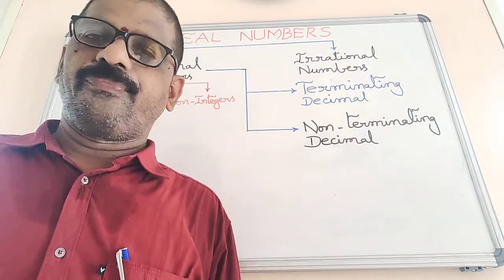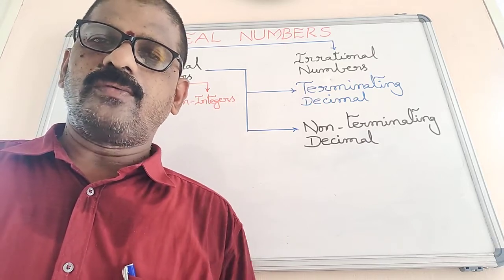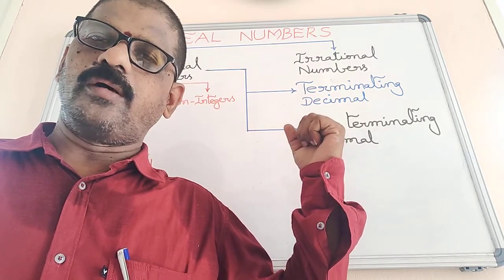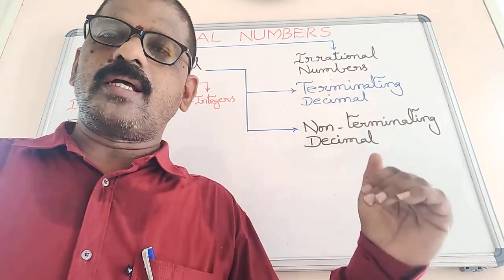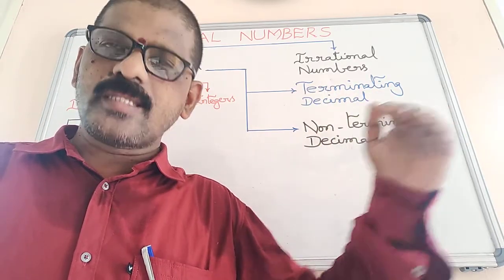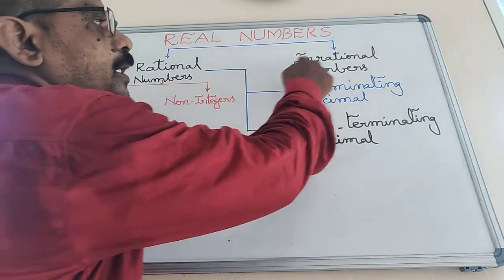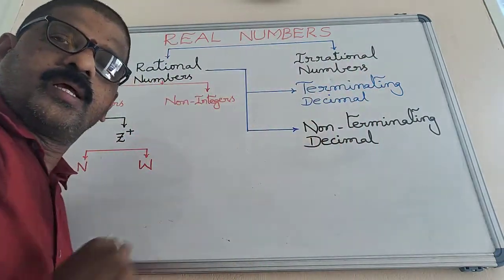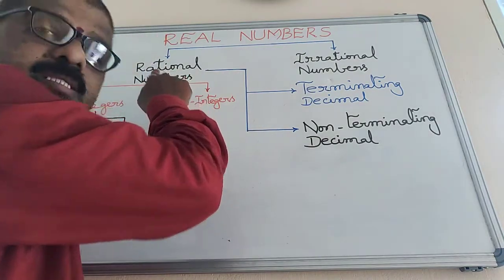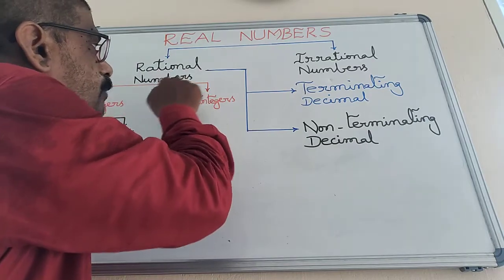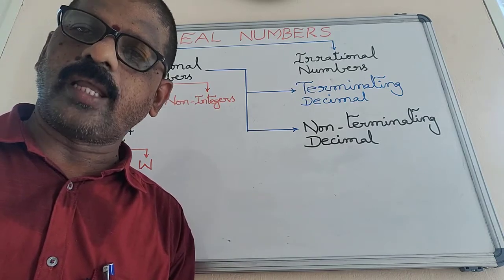Dear students, we discuss real numbers. This is the mind map of real numbers. Real numbers consist of rational numbers and irrational numbers. What are called real numbers? The set of rational numbers and irrational numbers are called real numbers.